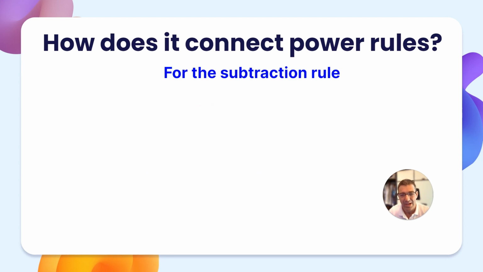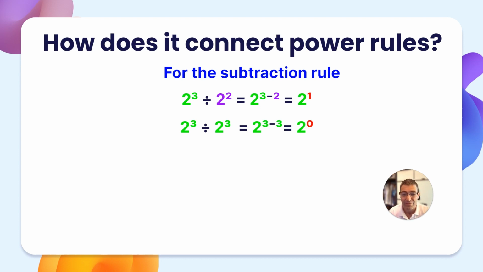Something similar happens with your subtraction rule. When you have 2 to the power 3 divided by 2 squared, for the same reasons as before, we subtract the powers. So we do 3 minus 2, which is 2 to the 1. So we get a single 2 here. Now, if you have 2 to the power 3 divided by 2 to the power 3, you end up with 2 to the power 0, because it'll be 2 to the power 3 minus 3.